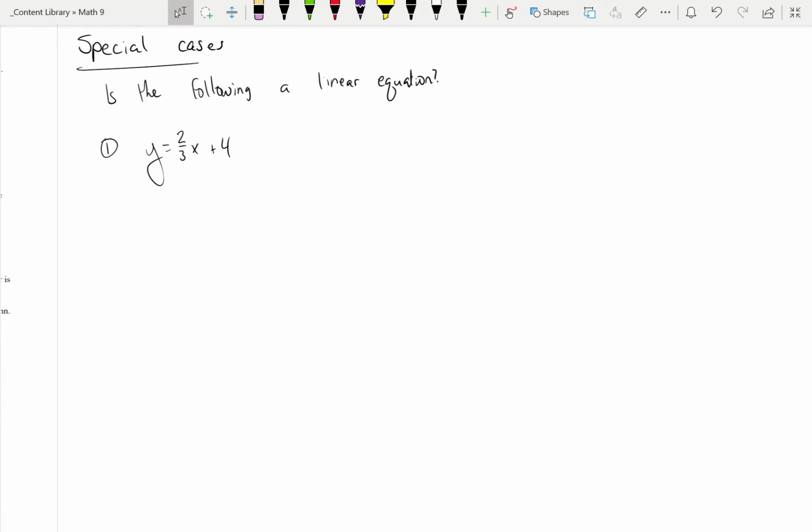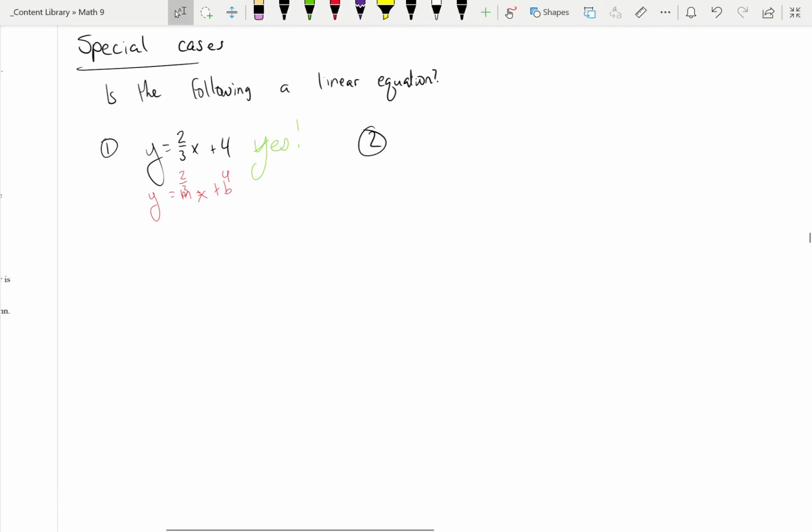Okay, so for this one, this is in our y equals mx plus b form. This is one way to think about it. So our m is our 2 over 3, and our b is our 4. So in this case, yes, it is.